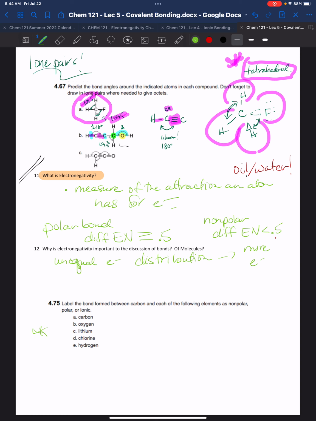And we'll talk about this electron distribution as well. So this question right here gives us a little thing to work with. This is asking us to label the bond formed between carbon and each of the following elements as nonpolar, polar, or ionic. So we're talking about a carbon bond here. And here's this sort of application of this concept right here. We're going to decide if it's polar or nonpolar. We have to go back to our chart.